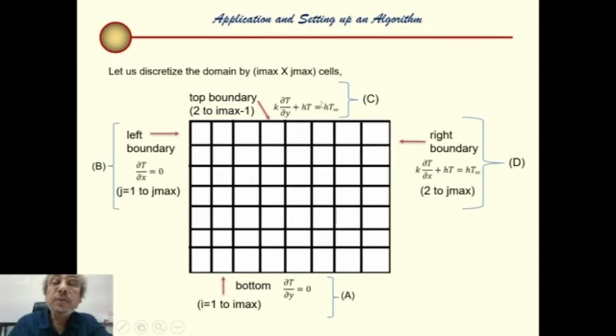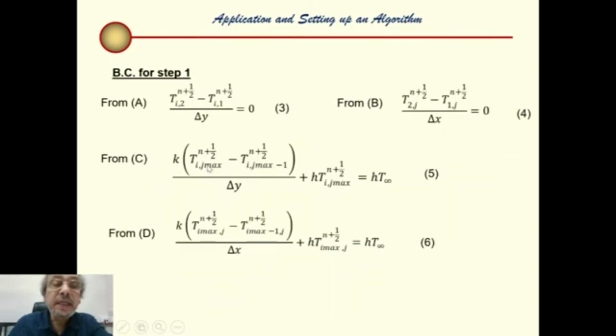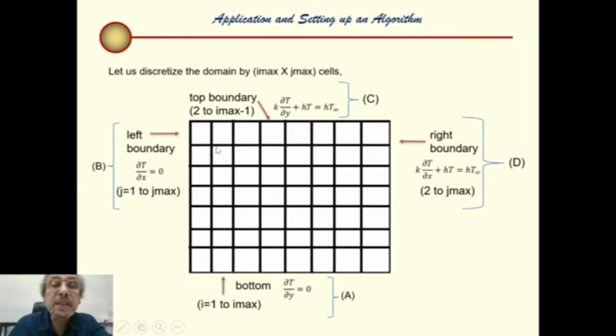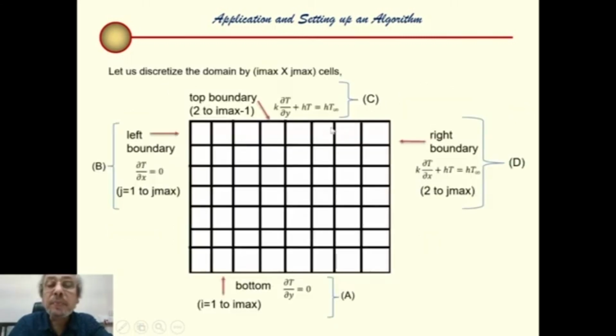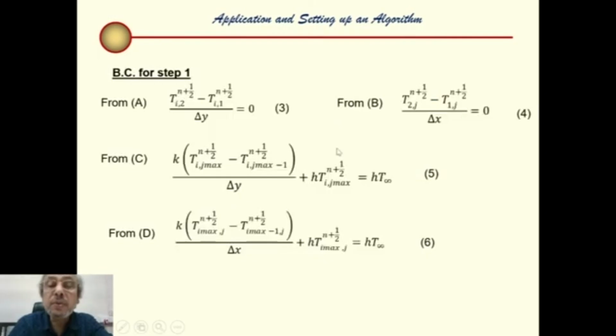Then from C we will write basically K times T i j max minus T i j max minus 1, that means for all i's at j max and j max minus 1 for all these points. We are writing the difference by delta Y, that means K del T del Y plus H into T i j max, the end points, this T corresponds, as I told, to J max points, equal to H into T infinity. So from C we have been able to write that.